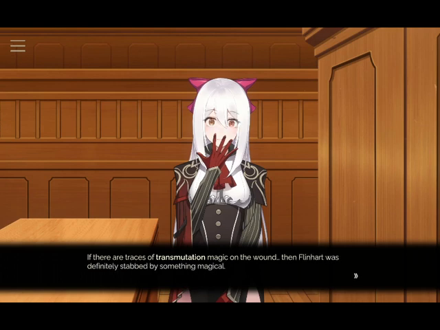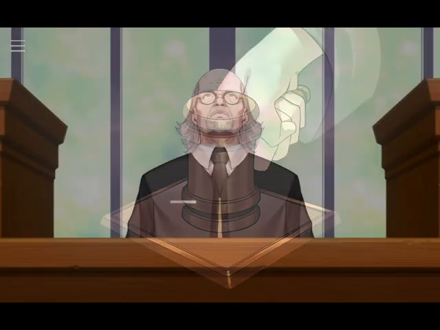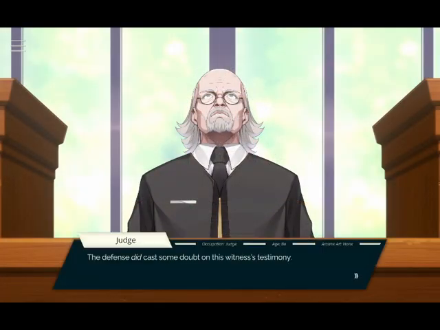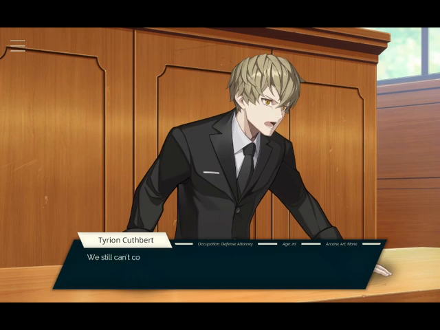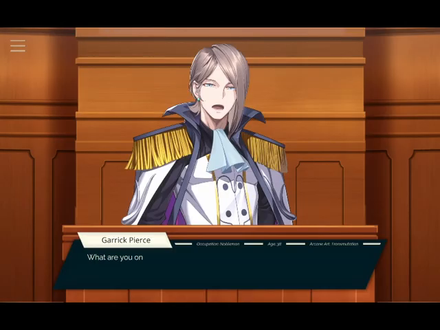If there are any traces of transmutation magic on the wound, then Flynnhart was definitely stabbed by something magical. But none of his transmutation spells can affect a steel blade. Does that mean he used something else? The defense did cast some doubt on this witness's testimony. Nevertheless, I must conclude that he could not have possibly committed the murder. With that in mind, please wait, Your Honor. We still can't conclude that Lord Pierce couldn't have committed the crime.